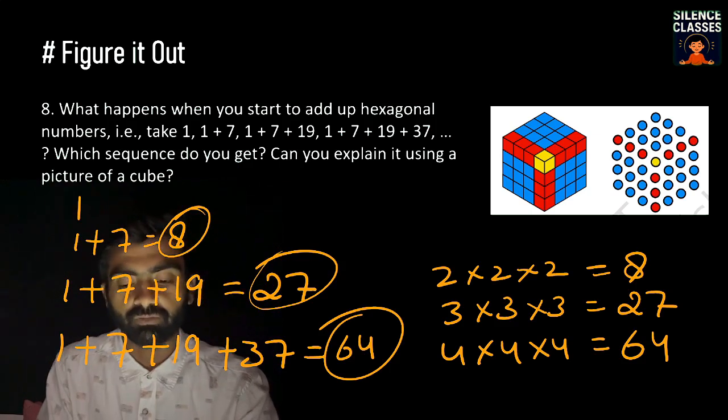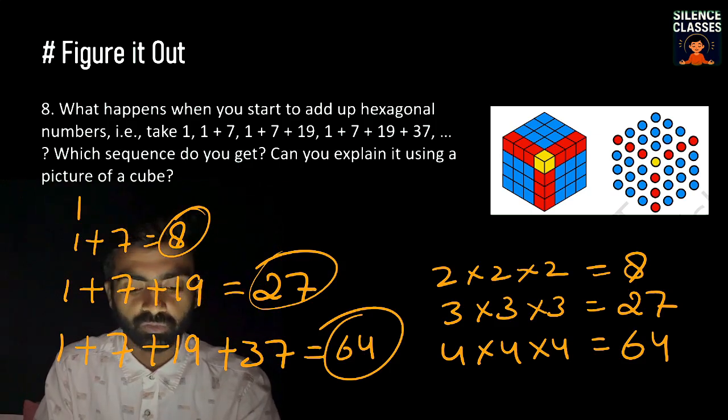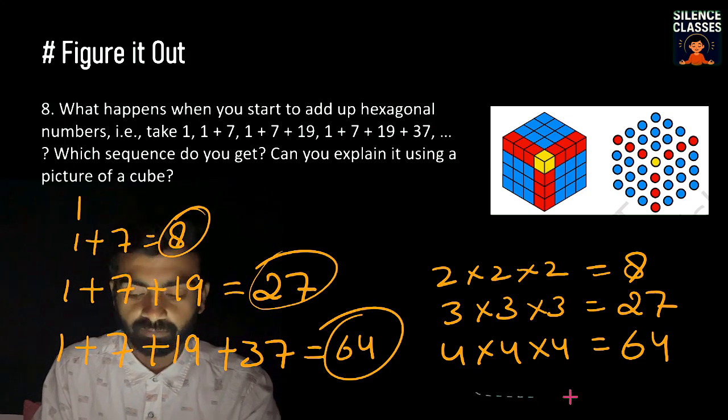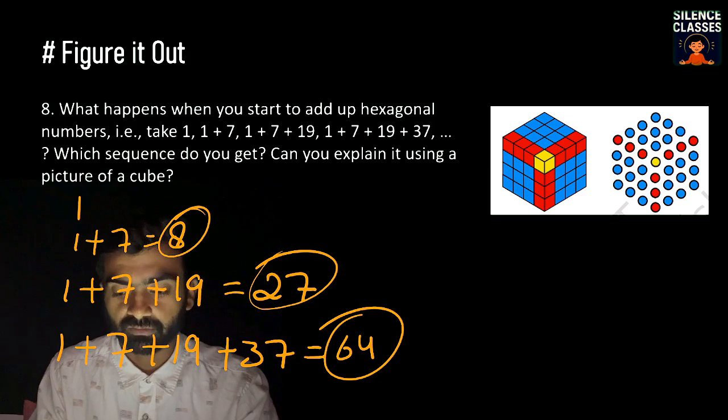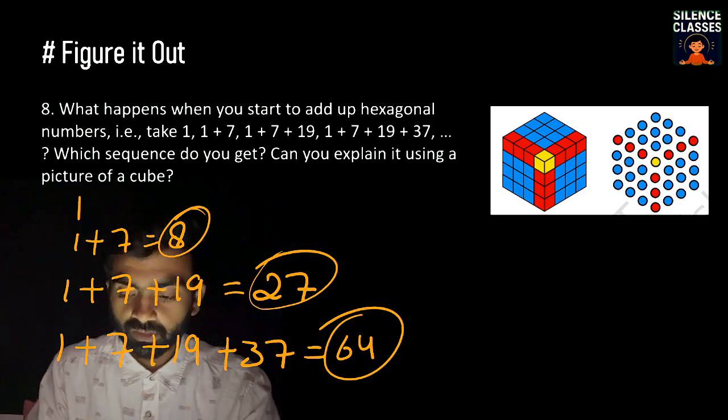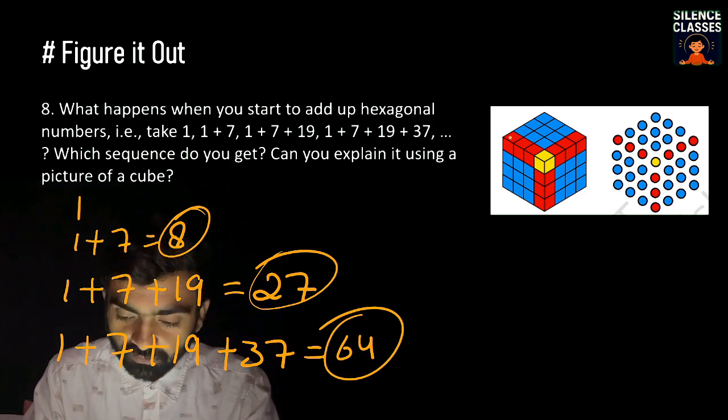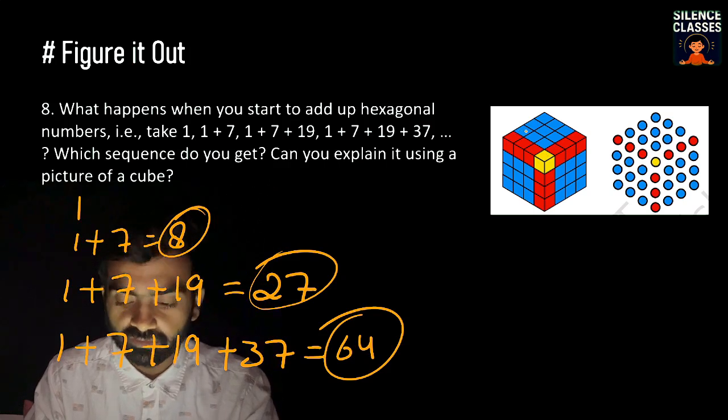What sort of sequence will we get? We got the cube numbers. Can you explain it using a picture of a cube? Yes, absolutely we can do that. So you can check it out. The cube is over here. Now let's find it out. How can we check it out? We can look at the border of these cubes.